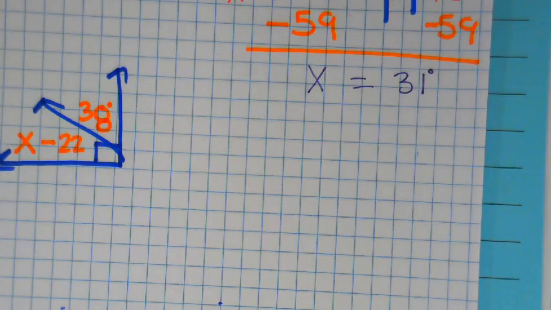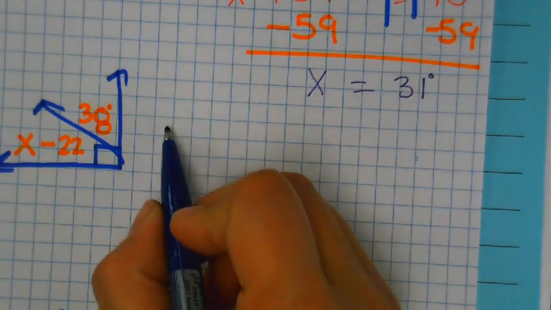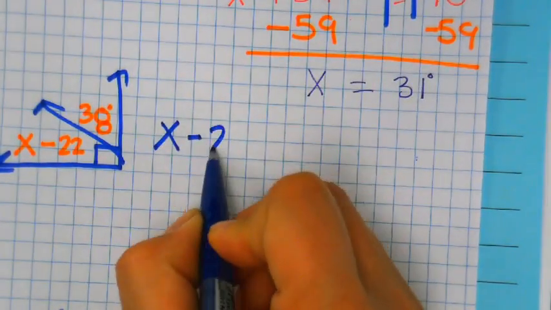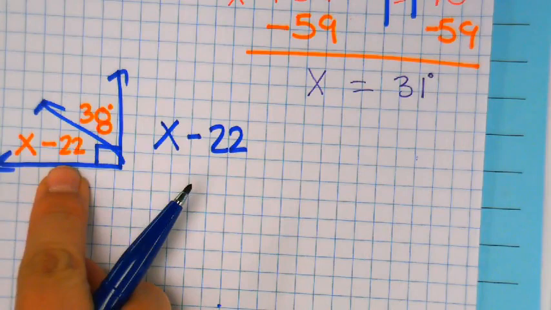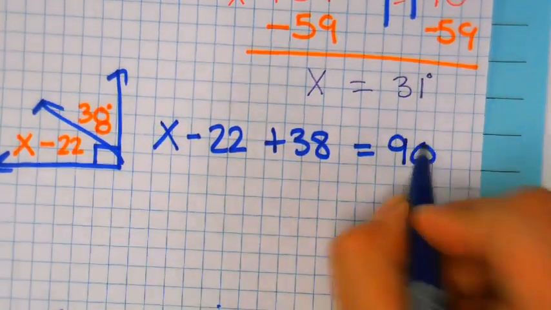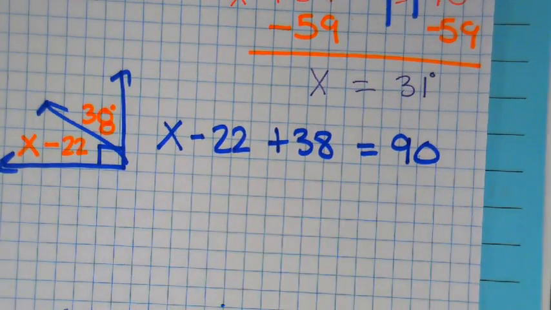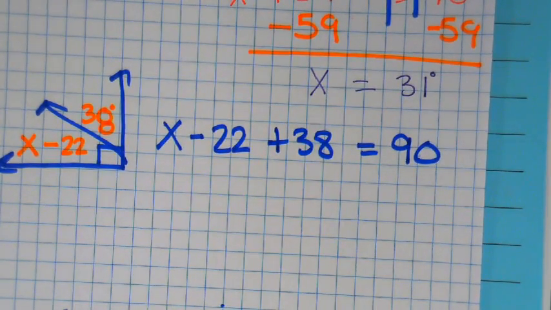Okay, so this one is, again, complementary, so what do you know? You know you have to put them together and it equals 90. Okay, what do I write down first? X minus 22, so that's this angle, plus 38 is equal to 90. All right? So all we did there, I don't call this math. You just copy it down, right? You haven't done any math. You just rewrote it horizontal. Cool. All right. What do we want to do?